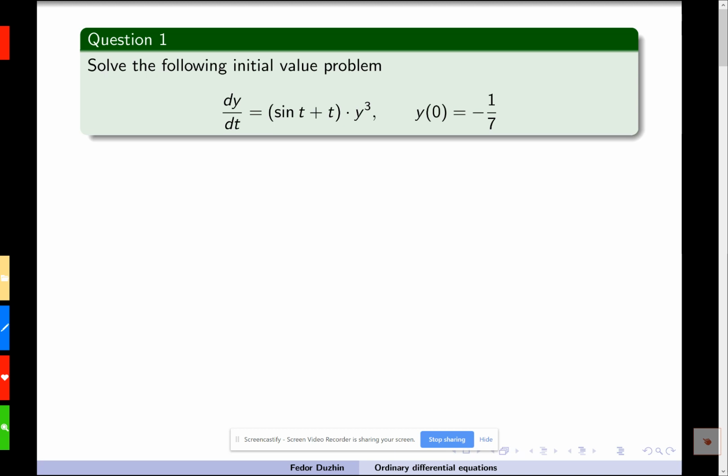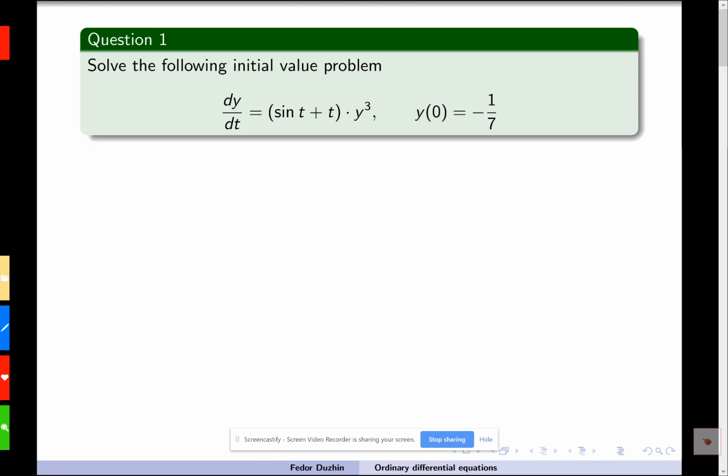This is a separable differential equation. Notice that here we are not required to find the domain. I guess you could do it, but it's just a bit challenging. So here I decided not to make it an objective of the question, right? So let us do it.